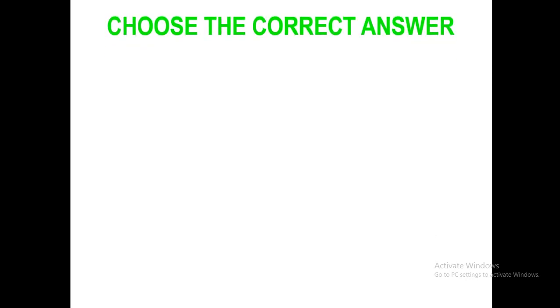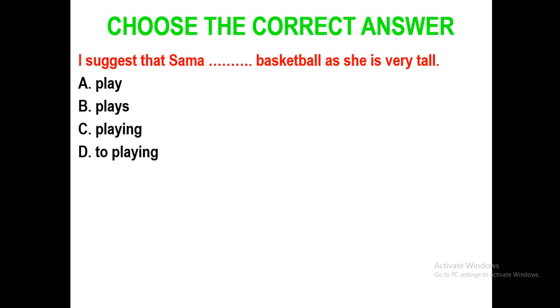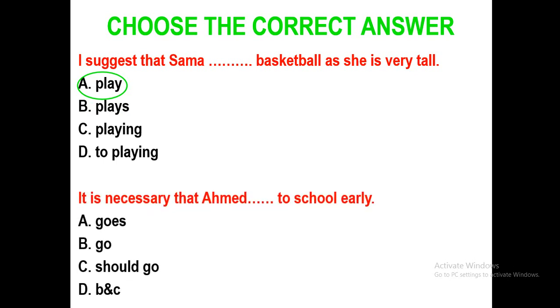Choose the correct answer. I suggest that Samas plays basketball as she's very tall. Play, plays, playing, to playing. Yes, the answer is play, because when we use I suggest that, whatever the subject is, we use bare infinitive. It's necessary that Ahmed pays to school early. Yes, the same. So we should say, it's necessary that Ahmed should go, or it's necessary that Ahmed go.